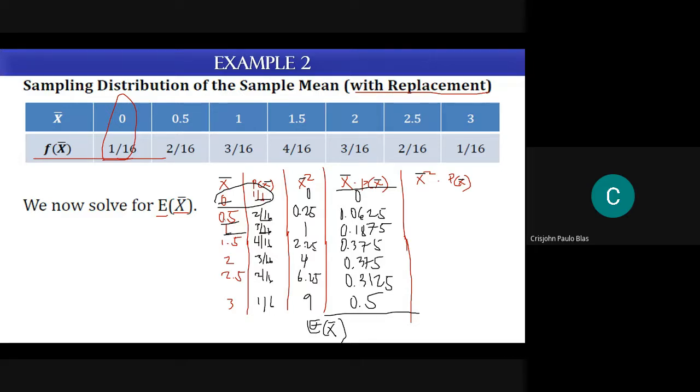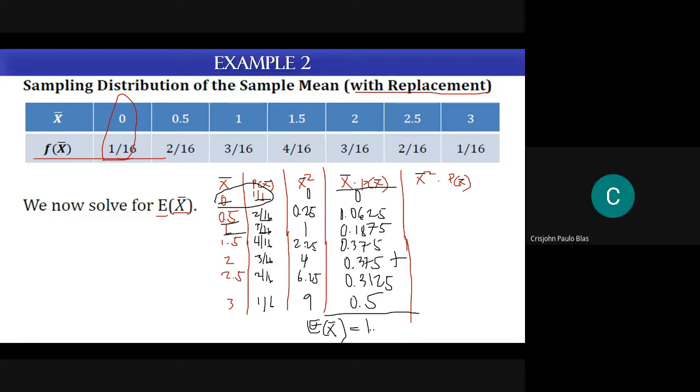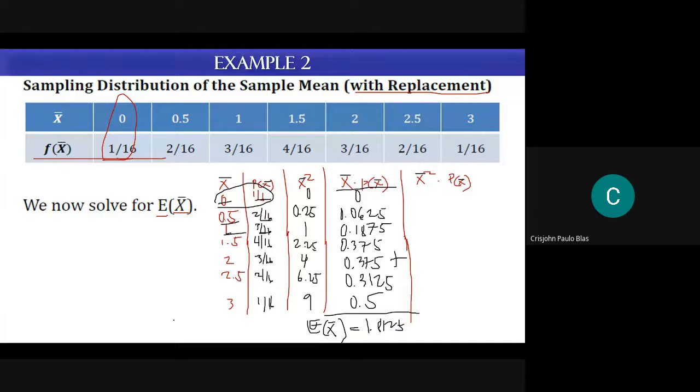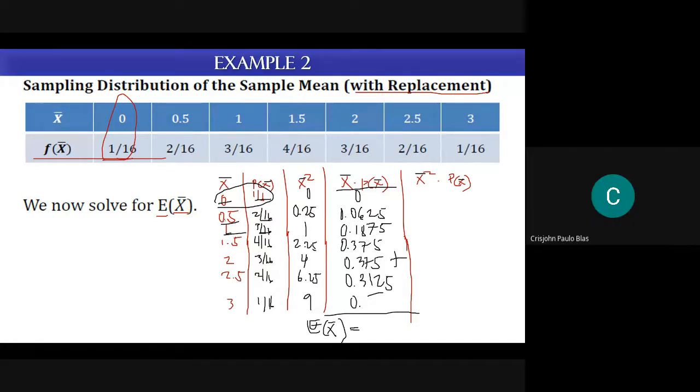Anong lumabas dito nung pinag-add natin? Seb: 1.8125 po. Maxine, anong lumabas sa'yo? Mali po ata yung 3 times 1 over 16, 1 over 16, not 1.5. Mali nga. Anong tamang sagot dyan, Max? 0.1875. And then what will be the expected value of that random variable?